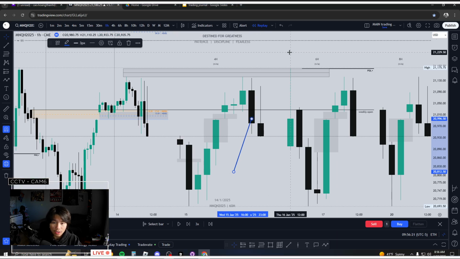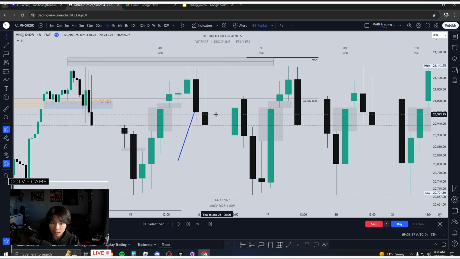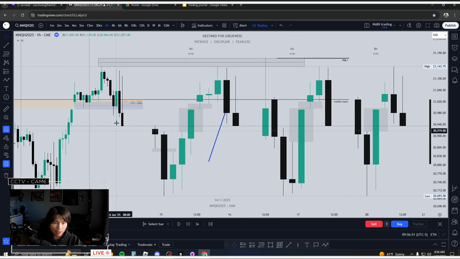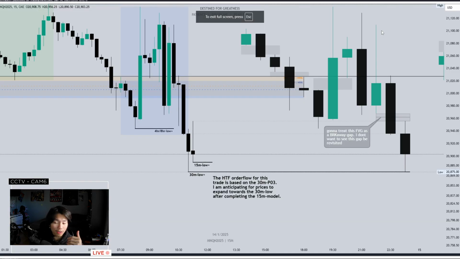That's completely fine. Now that the 4-hour objective and the 8-hour objective have been completed, I can't rely on those two time frames anymore for a higher time frame order flow, right? So I cannot use the daily, the 4-hour, or the 8-hour. And the 6-hour time frame, we are going to close on this candle in about an hour, so I can't use the 6-hour as well. So in the second trade that day, I based my higher time frame order flow on the 30-minute time frame.